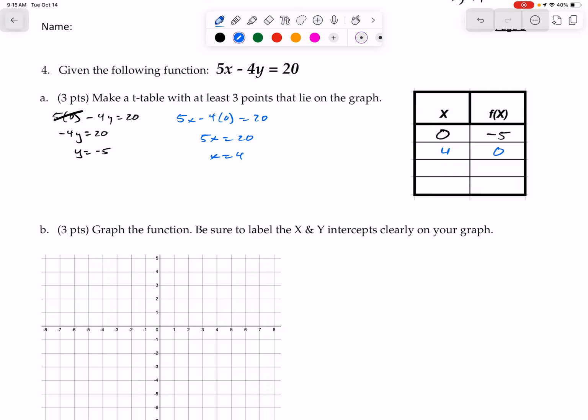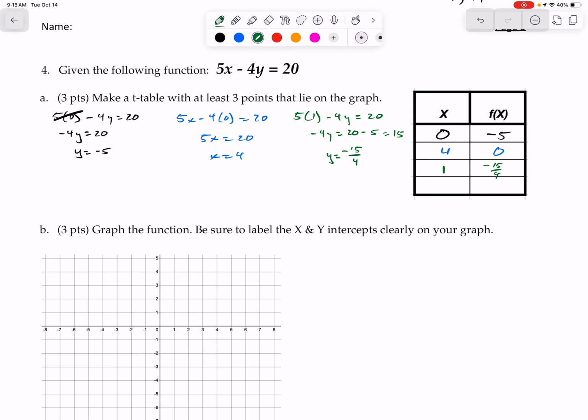Let me turn my page. Oh, I didn't even do this. I got lazy as I was doing the key. So I'm going to plug in, let's say, x equals 1. So 5 times 1 minus 4y equals 20. So minus 4y equals 20 minus 5, which is 15. So y equals negative 15 over 4. But that's pretty cool.